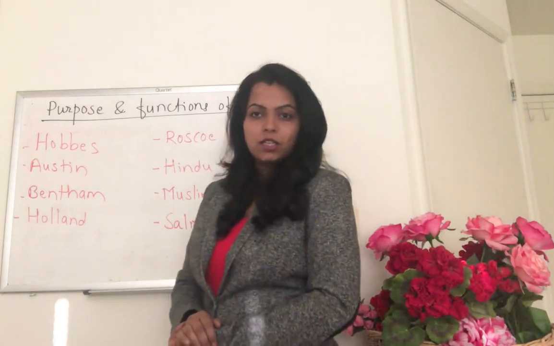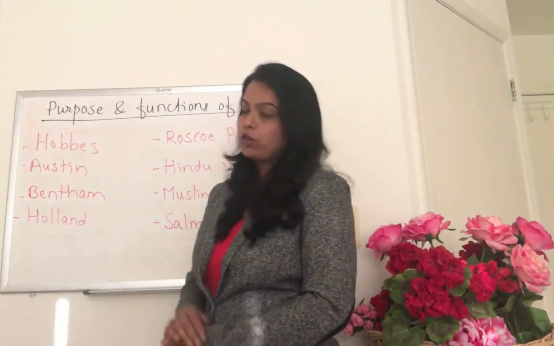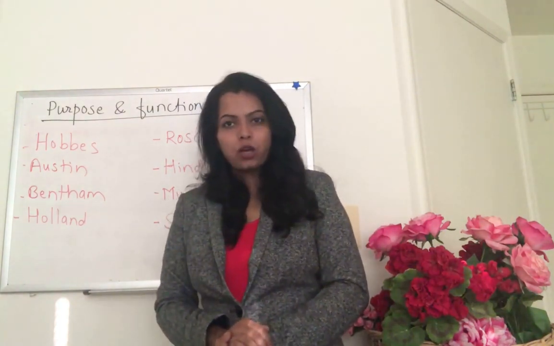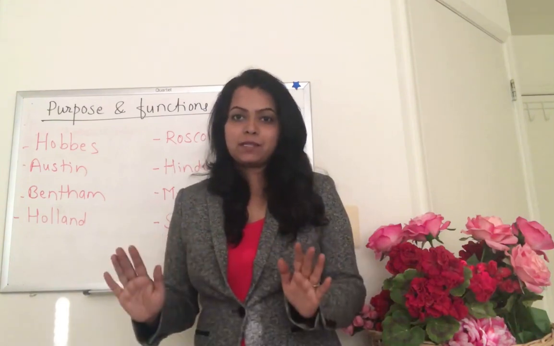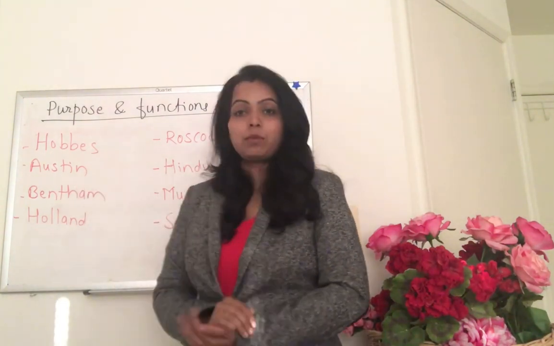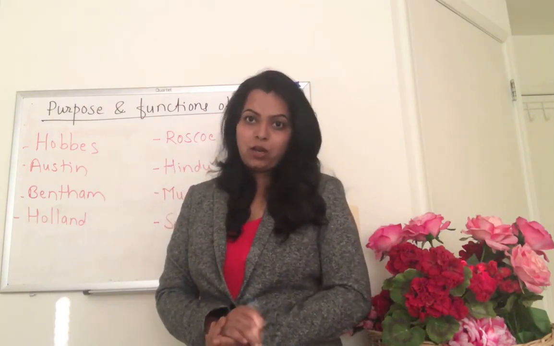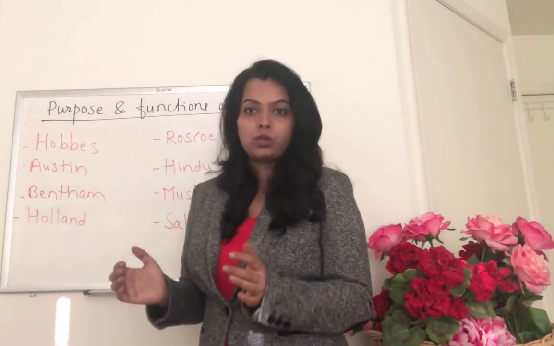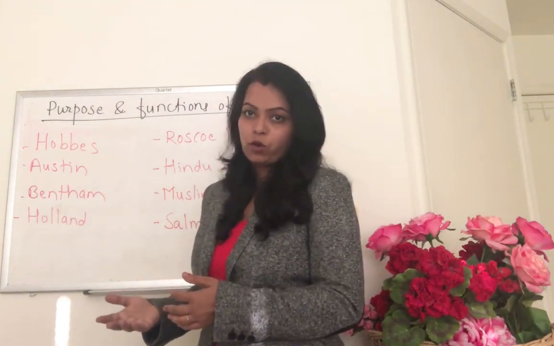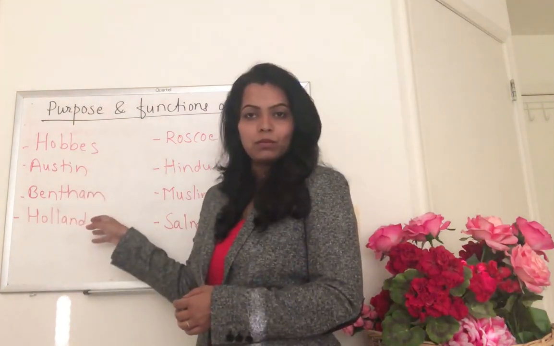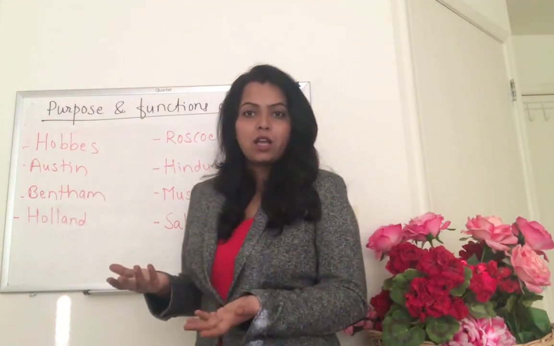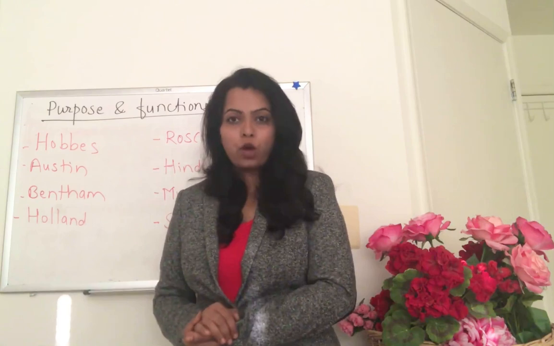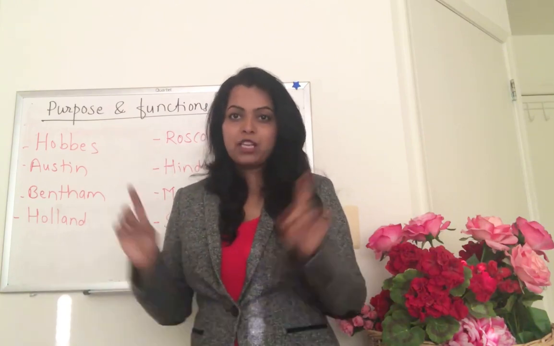So let's discuss various purposes of law from the viewpoint of various jurists. According to Hobbes, the function or purpose of law in society is to maintain peace. According to Austin, the purpose of law is control: controlling human desires, or controlling human beings in a society from committing crime. According to Bentham, why is law there? To keep the maximum number of people happy. So according to Bentham, the purpose of law in society is maximum happiness of maximum numbers.